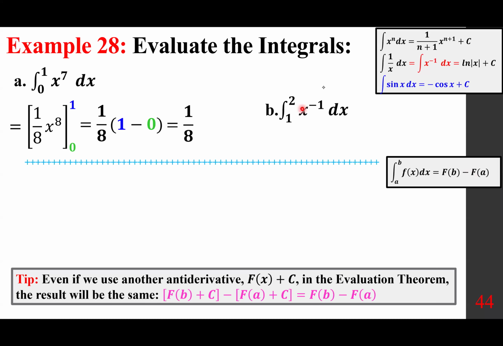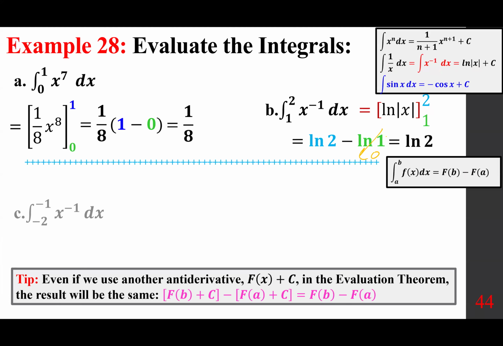Please understand when we integrate x to the power of minus 1, it means 1 over x. Therefore, it's a natural log. And we are going to evaluate it from 1 to 2. So it's ln of 2 minus ln of 1. We should know ln 1 is 0, so the answer is ln 2, and you keep it as an exact answer.